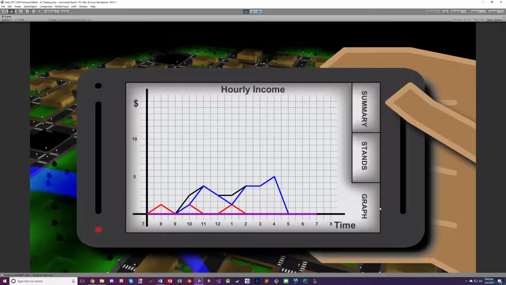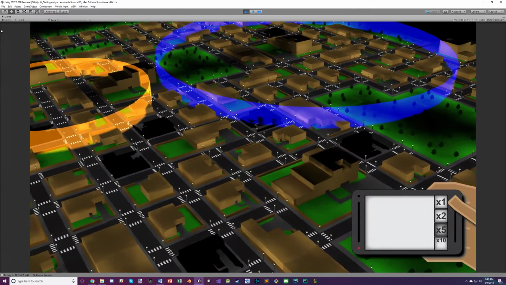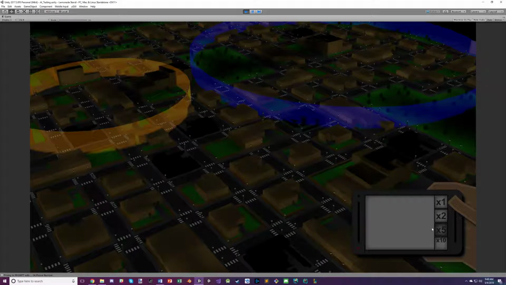So something else that we implemented was these graphs. We have a blue and a red, or I guess it's kind of orange, a blue and an orange stand right now.